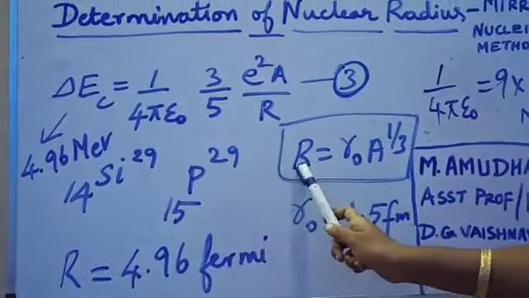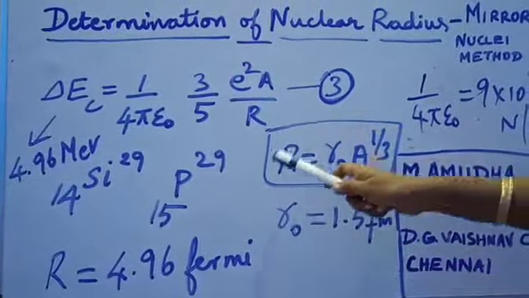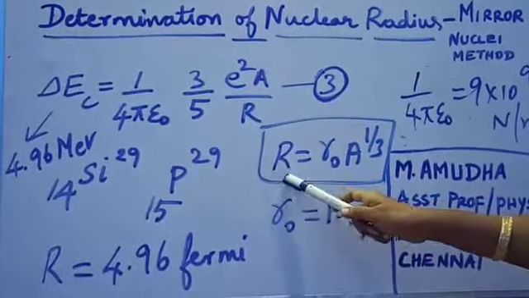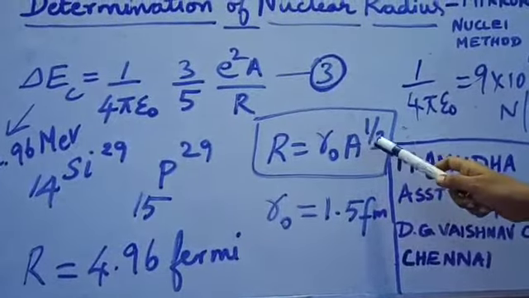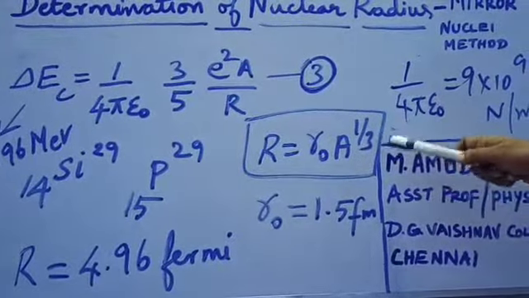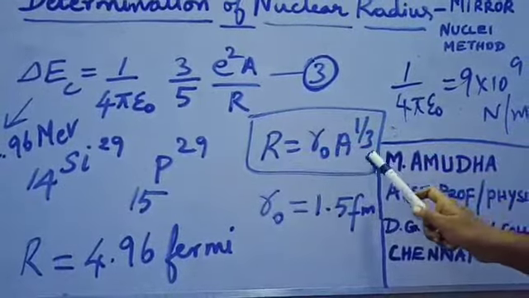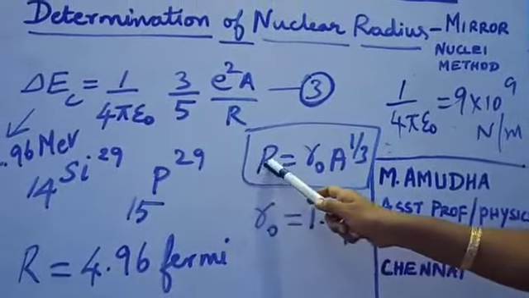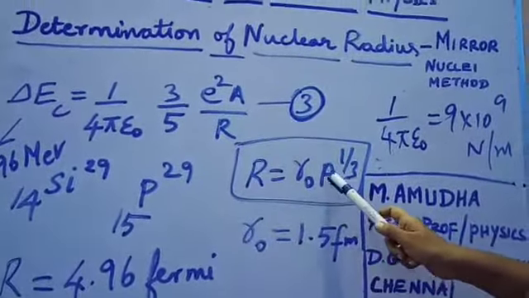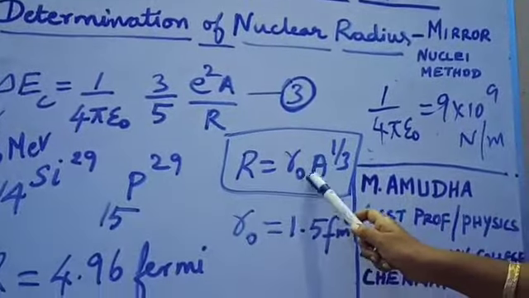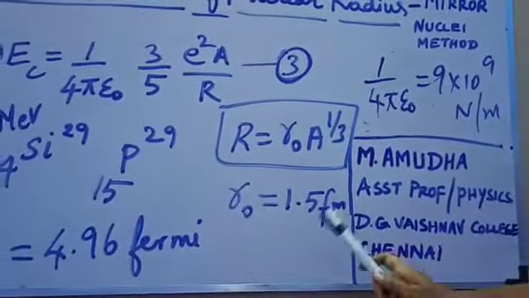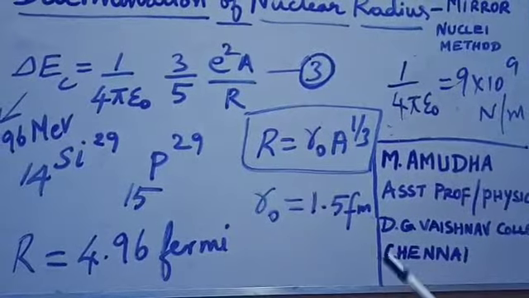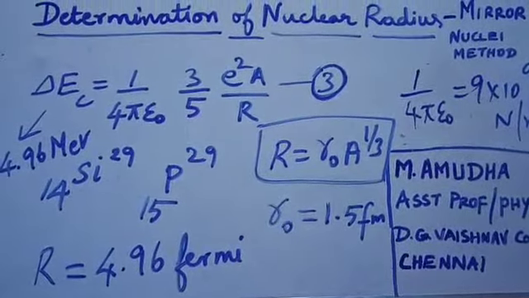R is equal to, as I have already told about this formula, the radius of the nucleus equal to the radial parameter multiplied by the mass number A to the power of 1 by 3. Using this formula, substituting for R as 4.96 Fermi and the mass number of that particular nucleus, we can easily calculate the radial parameter as 1.5 Fermi. In this way we can calculate the nuclear radius using the mirror nuclei method.